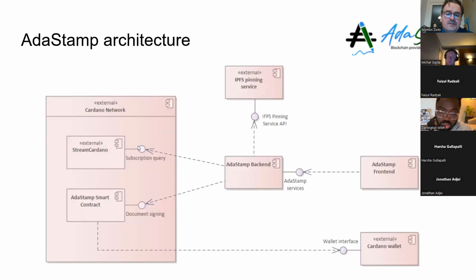This is the architecture of the solution as we imagine it. So you can see the AdaStamp smart contract, which will be implemented on Cardano, but also the AdaStamp backend, which will use the smart contract, and also will use StreamCardano notification service and subscriptions to get information, for example, that some document has already been signed.